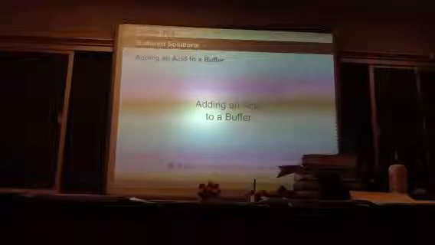Now, this is going to show you what that would look like in a lab situation. Buffers resist changes to pH upon addition of small amounts of acid or base. Each solution here starts at pH 9.25. The solution on the left is not a buffer solution. Click the button to add the strong acid HCl.